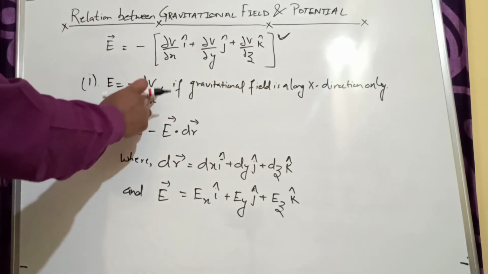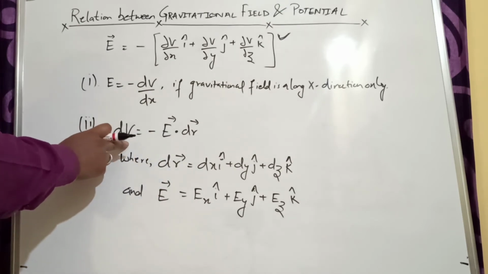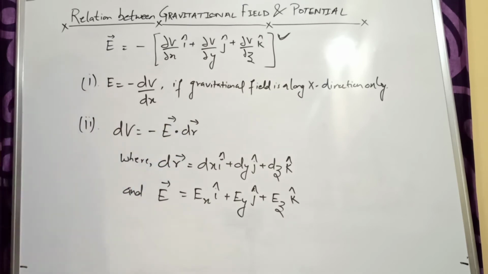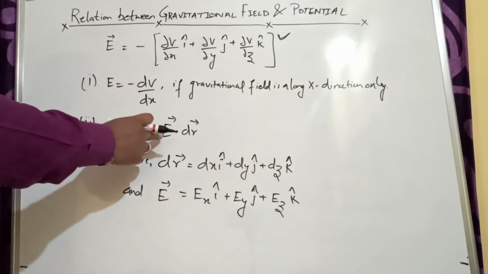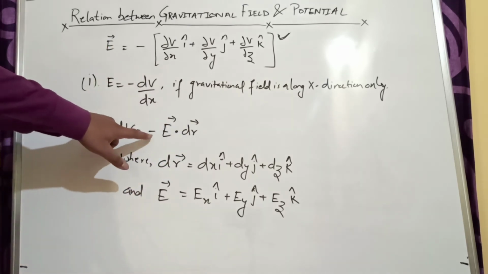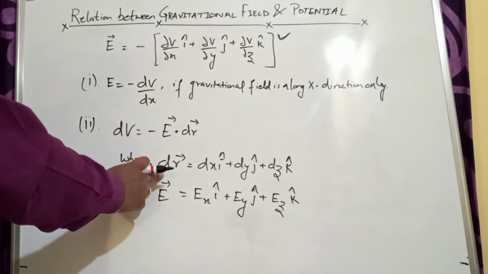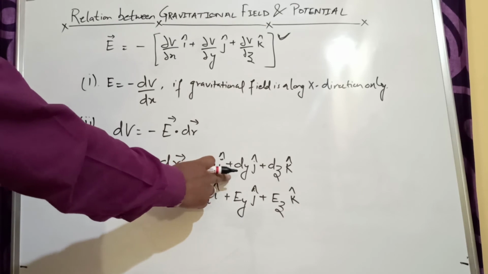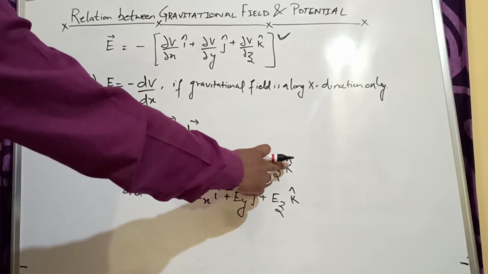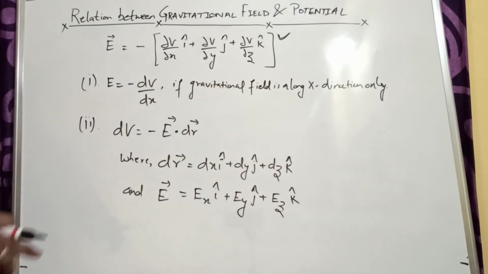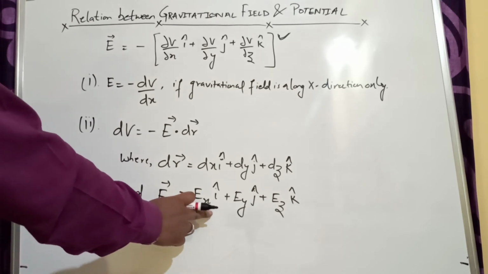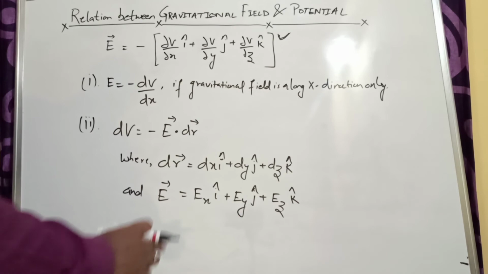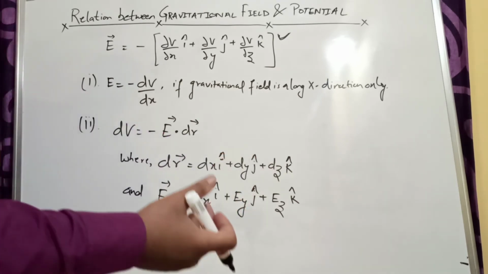Second thing, from this equation only, you can also write dV equal to minus of E dot dr. Clear? From this, you can write it this way also, where this dr is equal to dx i cap plus dy j cap plus dz k cap. Clear? And this E is your Ex i cap plus Ey j cap plus Ez k cap, where x, y and z are subscripts.